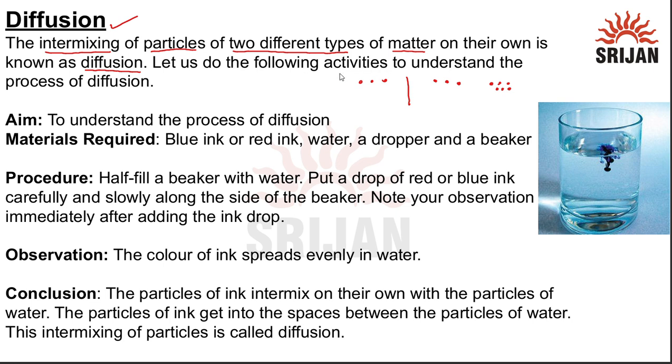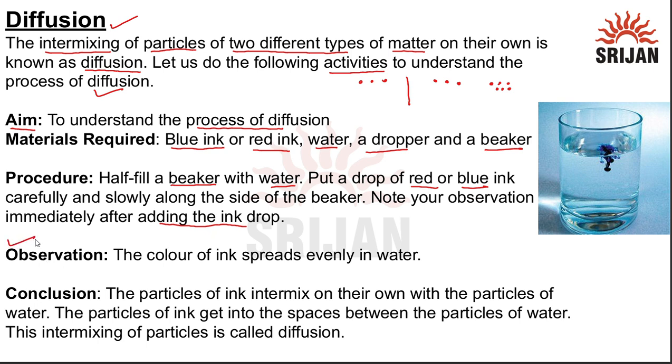Let us do the following activity to understand the process of diffusion. So the aim of the activity is to understand the process of diffusion. Materials required: blue ink or red ink, water, a dropper and a beaker. Procedure: half fill a beaker with water, put a drop of red or blue ink carefully and slowly along the side of the beaker. Note your observation immediately after adding the ink drop.